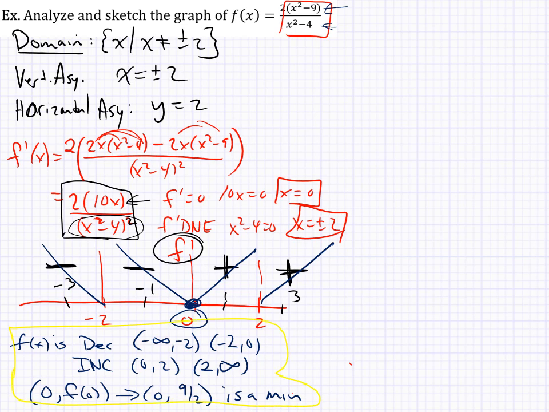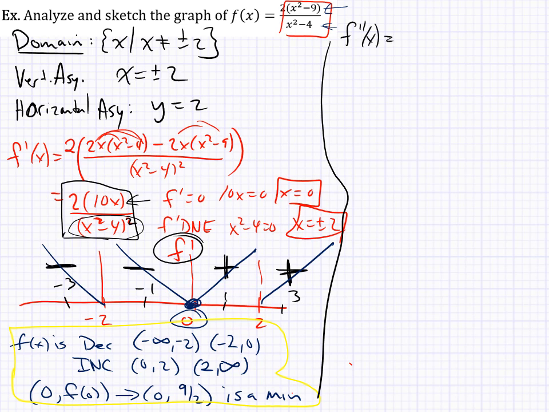We have where the function is increasing, decreasing. We also have a minimum point, and there are no maximums. Next thing we want to do is find the second derivative. Based off of this, we can really do a lot, but the second derivative will give us just a little bit more information. So now we go with the second derivative.